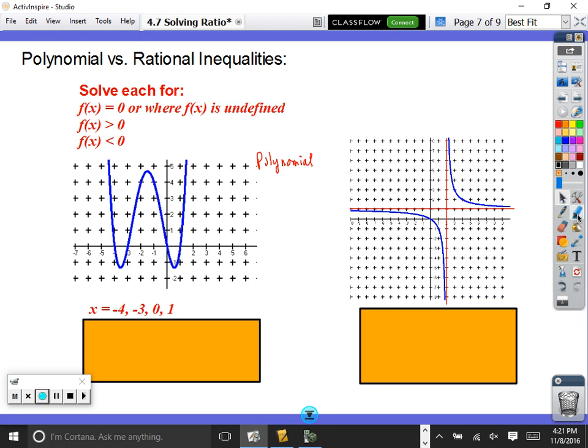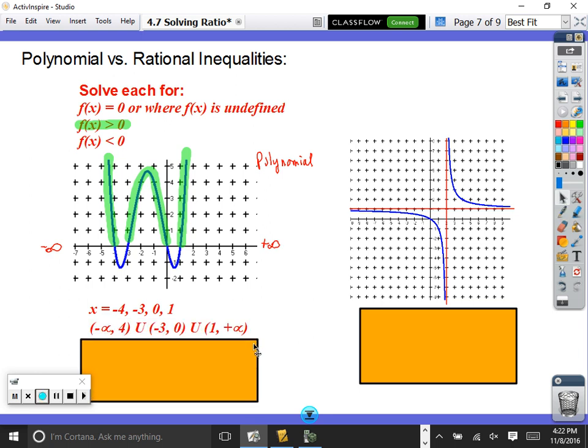Our next question then is going to ask, where is the function greater than 0? Well, greater than 0 would be above this y equals 0. So that occurs here, here, and here. And it is just greater than. There is no equal bar. So then that means out here is -infinity to -4, union -3 to 0, union 1 to positive infinity. All of those should give us greater than 0.